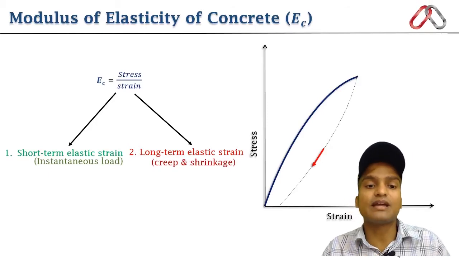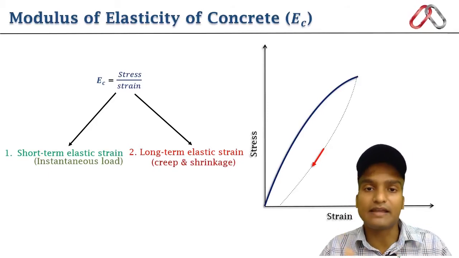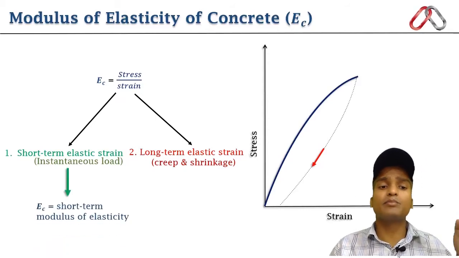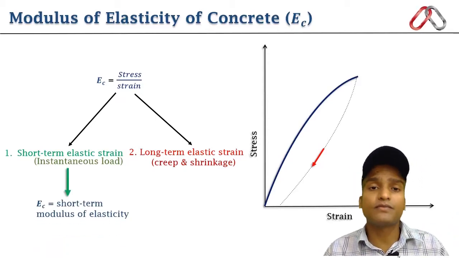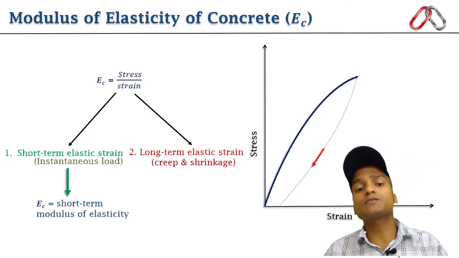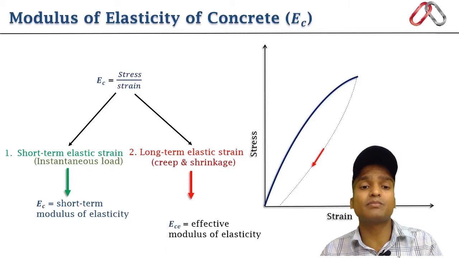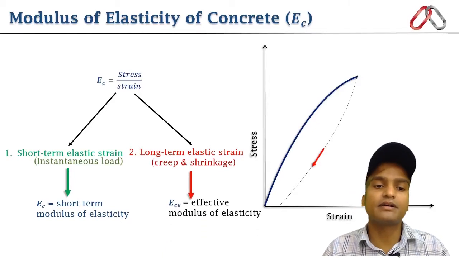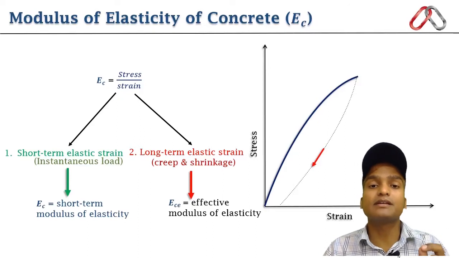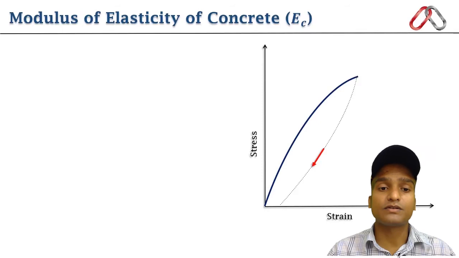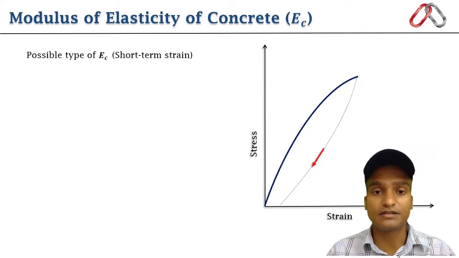And such strains are creep and shrinkage. And corresponding to short term elastic strain we have short term modulus of elasticity, capital EC, whereas corresponding to long term elastic strain we have effective modulus of elasticity of concrete, which is represented by capital ECE. There are different possible types of short term modulus of elasticity.